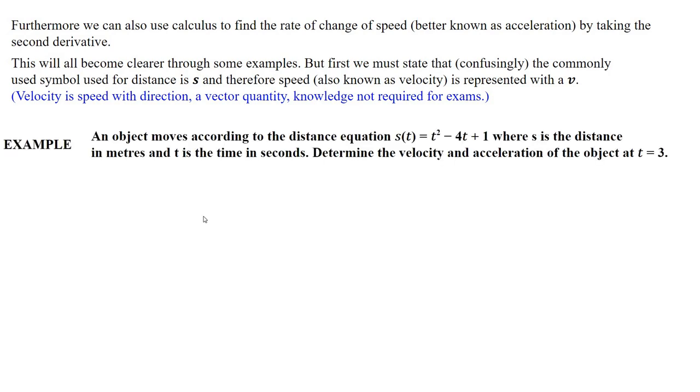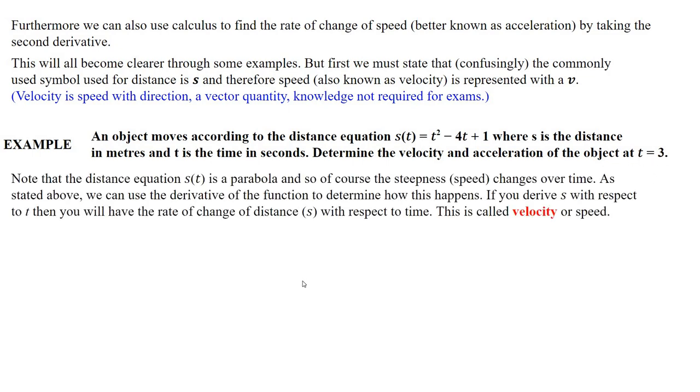But there we go. Let's take a look at an example here. An object moves according to this distance equation. You see S of t, where S stands for displacement. It's actually the distance that's changing. According to this formula, it's the distance covered in meters in time t in seconds. Determine the velocity and acceleration of the object at t equals 3.